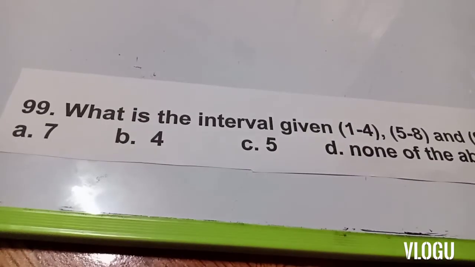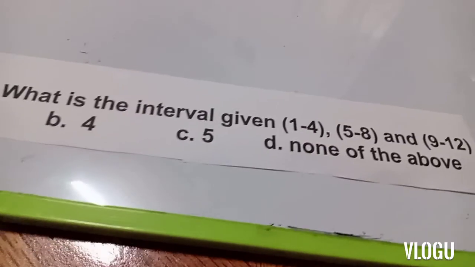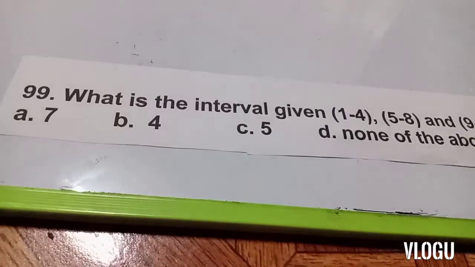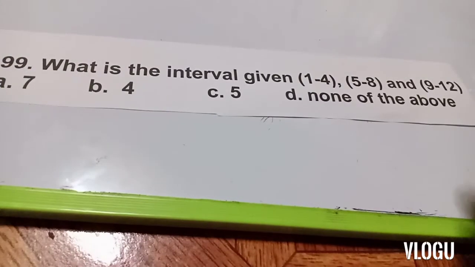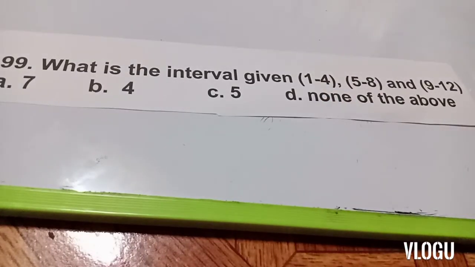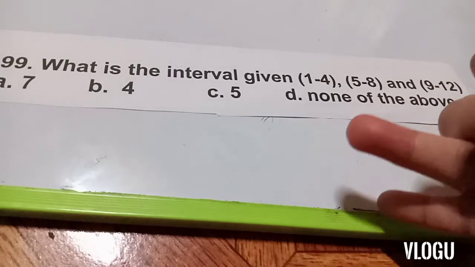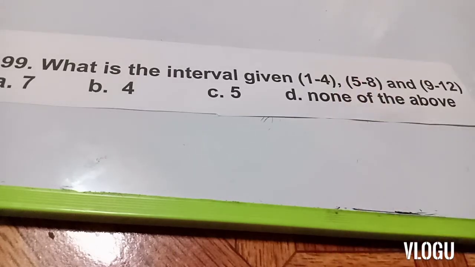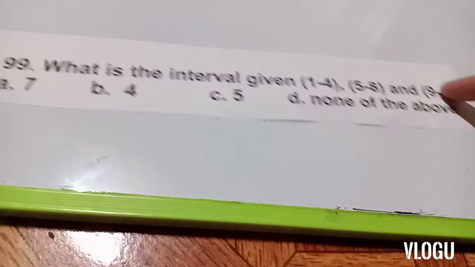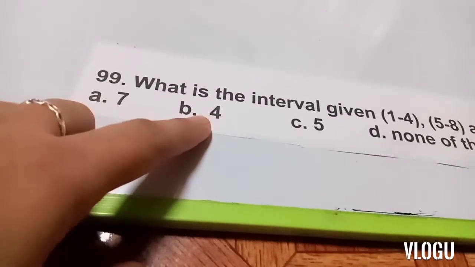What is the interval given? 1, 1, and then 4, 5, and 8, and then 9, 12. When we speak about interval, we will count 1, 2, 3, 4. Is that correct? So, 5, 6, 7, 8. So, 4, 9, 10, 11, 12. So, the answer is letter B, 4.